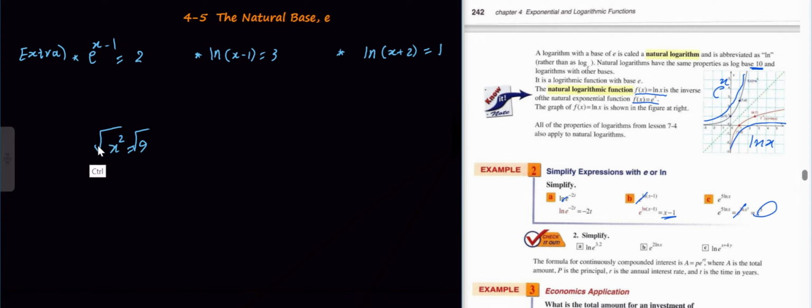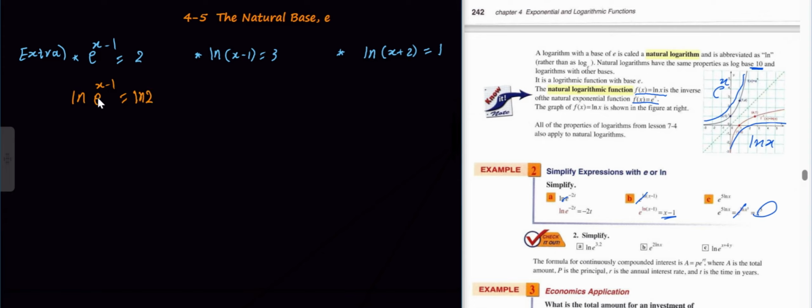Here, if we face these kinds of problems, if we have e, how can we cancel e? We can cancel e by ln. If you face these exercises, how can we solve them? First, we have to use their inverses. For example, the inverse of e is ln. So we can take ln for both sides. It will be ln e^(x minus 1) equals ln 2.